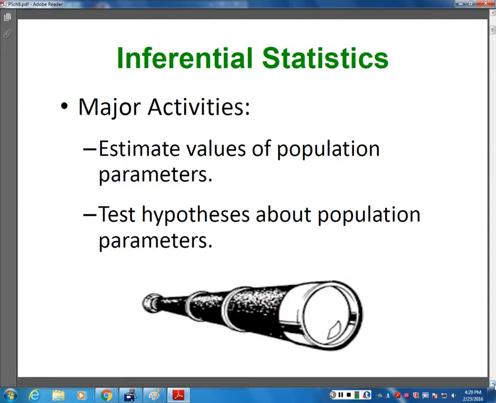First of all, note that in inferential statistics, there are two major activities that we cover. One of them is estimating the values of population parameters. We do that with point estimates and confidence intervals. And the other is testing hypotheses about population parameters. That's what this particular set of videos is going to address: hypothesis testing with one sample. So we'll try to make generalizations and test hypotheses and make decisions about the population mean and the population proportion.